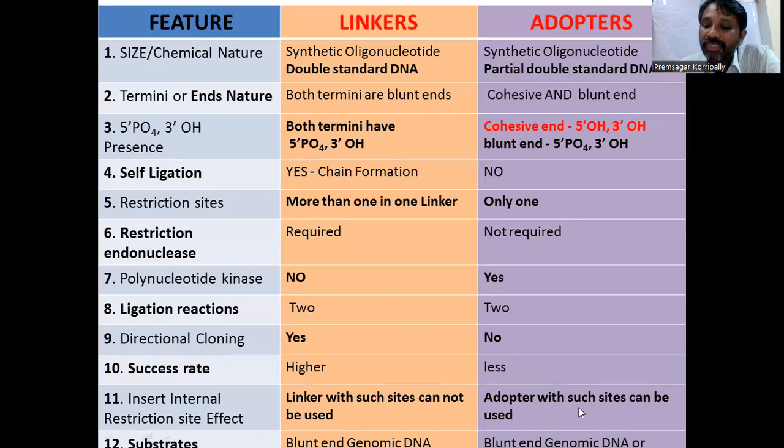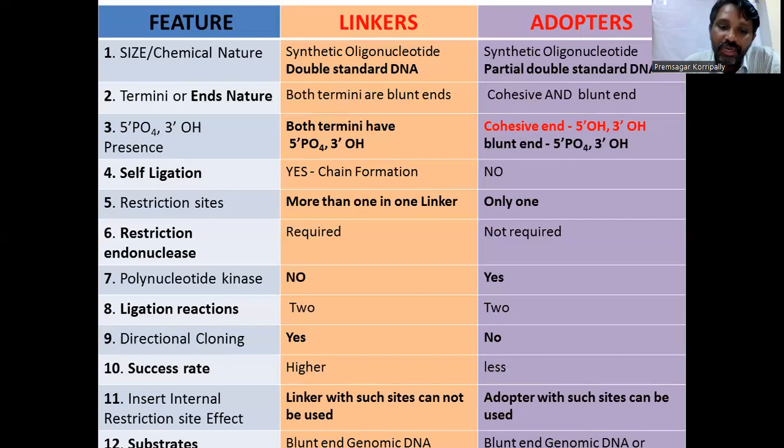Here, an adapter with such a site can be used. If the insert has one BamHI site, still you can use the adapter containing the BamHI site, because we don't use any restriction digestion to generate the cohesive ends. So adapters have pre-formed cohesive ends. The adapter directly attaches or ligates to the DNA fragments and then you go for the ligation with the vector, right?